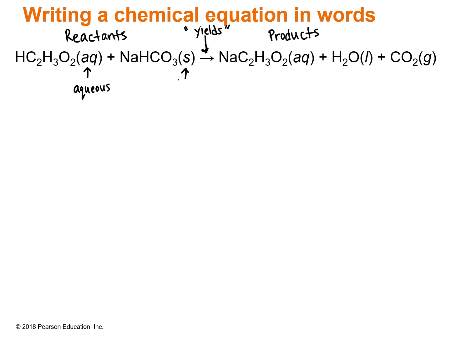The S in parentheses means that whatever compound is a solid. The L is liquid, and the G is gas. So you always want to indicate the state of matter for every compound in a chemical equation, whether you're writing the chemical equation as it is here, or you're writing it in words, you need to indicate the state of matter.